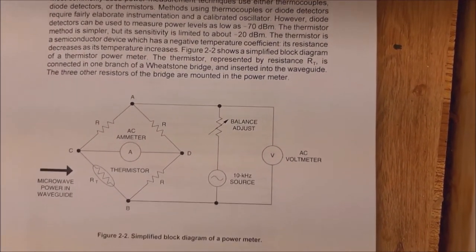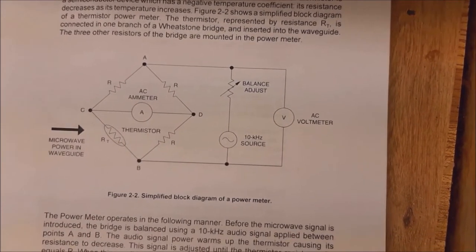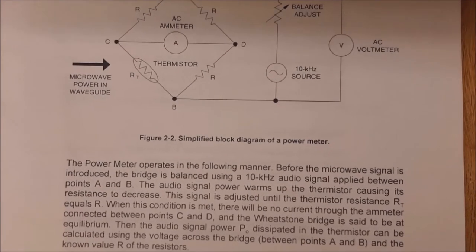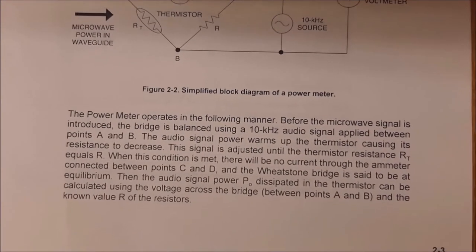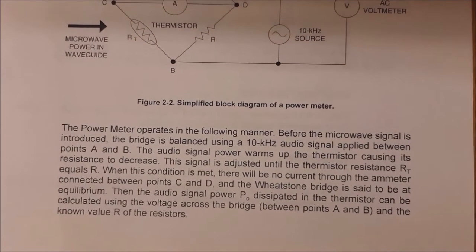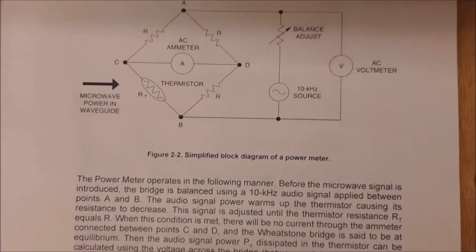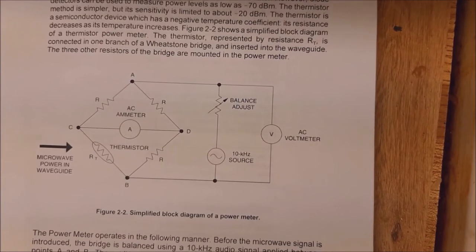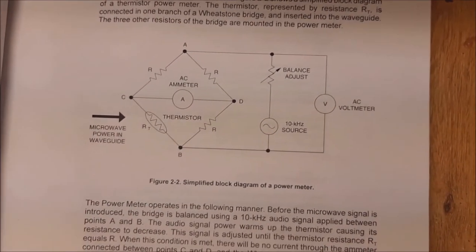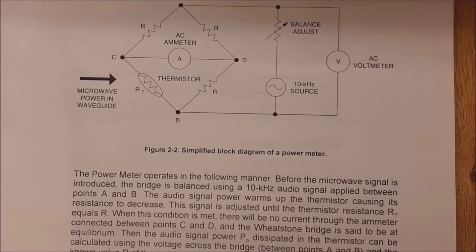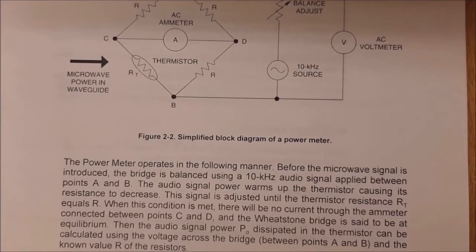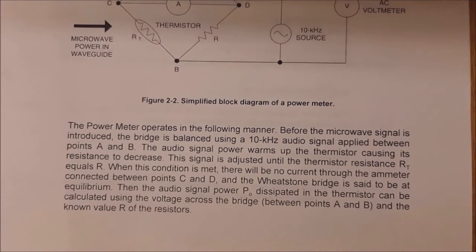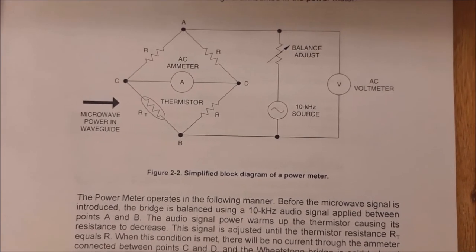Look at the circuit in the figure. The internal circuit diagram of the power meter is shown there. That is basically a Wheatstone bridge, where three arms of the bridge are located inside the power meter and the fourth arm is the thermistor. All of the resistors below are equal and nearly 100 ohms. The bridge is operated by a signal source of 10.5 kilohertz. This signal is called the audio signal.